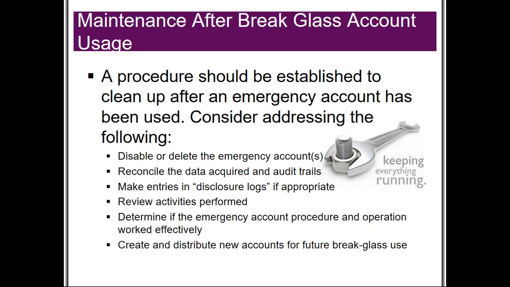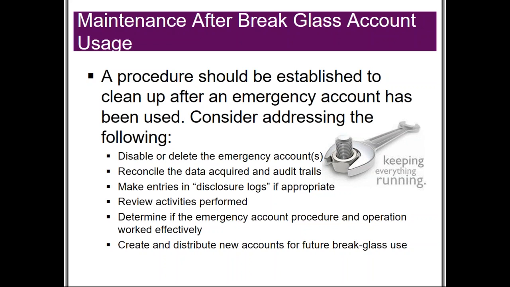Second thing I have here is reconcile the data acquired in audit trails to reflect the proper operator's name. So you want to make sure that whoever used that account, his name is captured, or a user ID or something is captured for identification purposes. The next one is make entries and disclosures if appropriate. So this is where I was talking about HIPAA. If you have HIPAA policy or procedure forms that you might have to fill out, you want to make sure that you disclose the use of this break glass account to those people who need to see it. The next one is review activities performed, including the data acquired and the data that was accessed by that person.